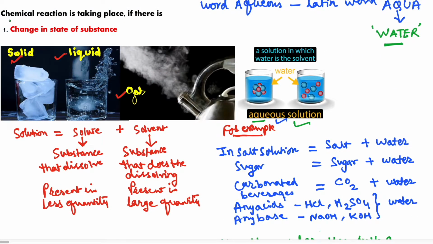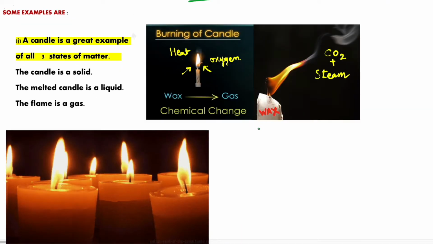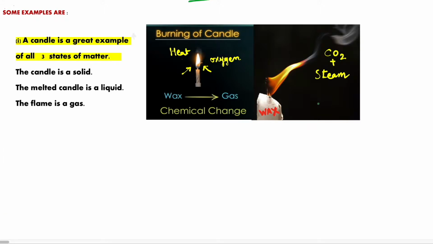Now, back to the topic, change in state. In this example, when a wax candle is burnt, it forms carbon dioxide as gas and water in the form of steam is liberated. So here, wax is the solid, steam or water vapor is the liquid, and carbon dioxide is the gas. So during the combustion of wax, the physical state changes from solid to liquid to gas.